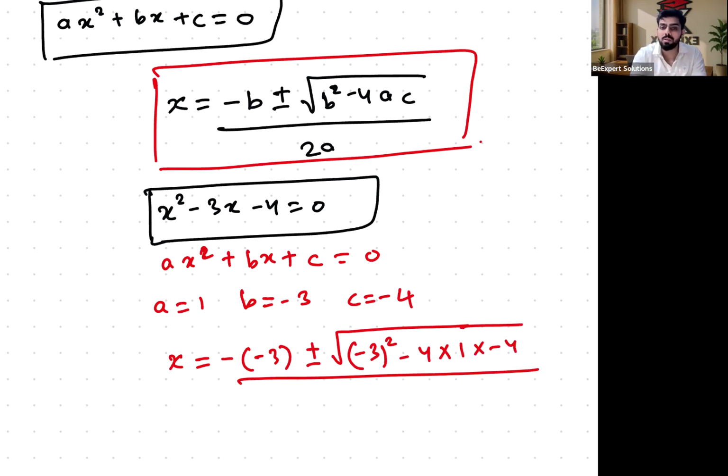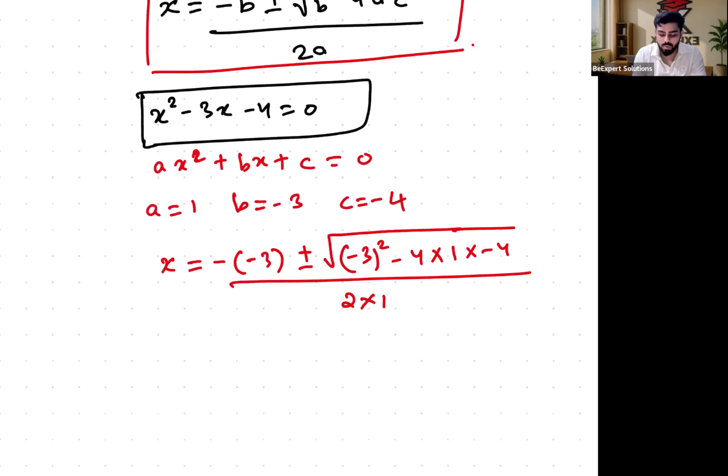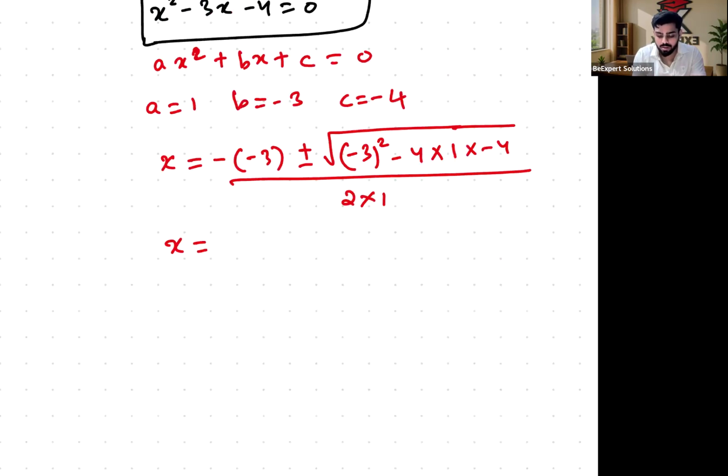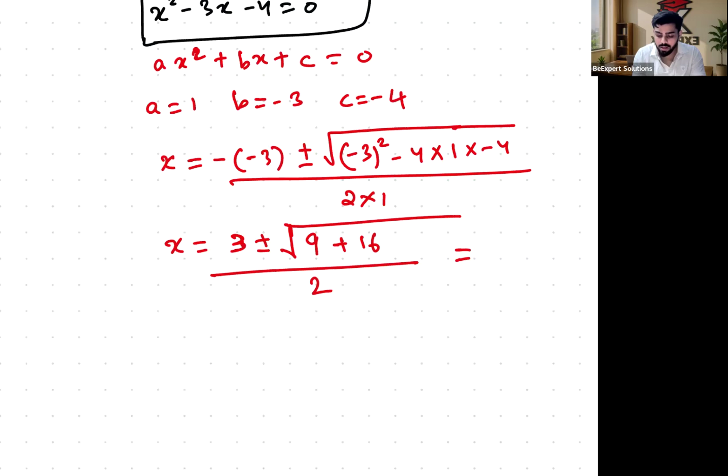Now you just do the basic calculation, guys. From the calculator, you can work it out, or just like this: 3 plus minus the square root of 9 plus 16, divided by 2. That would give you nothing but 3 plus minus the square root of 25, over 2, and the final x would be equal to 3 plus minus 5 by 2.